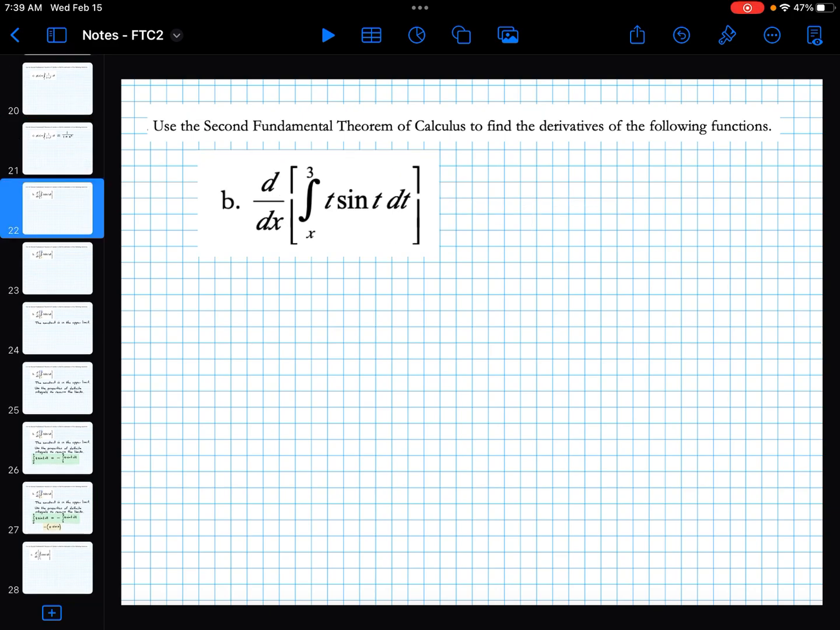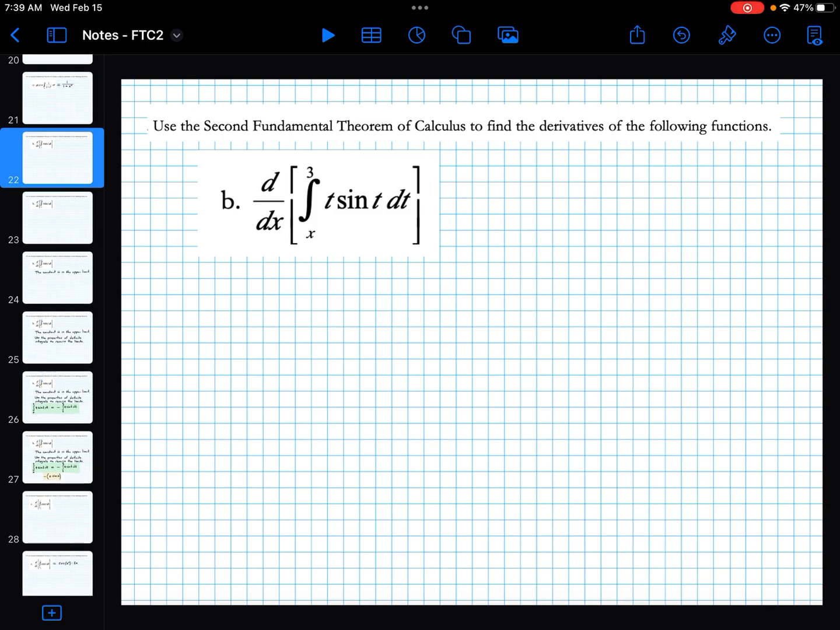So over here, take a look. We've got a variable in the lower limit, x, and then the constant is in the upper limit of integration. So that is not what we want here to match our form and to be able to simply rewrite the integrand by substituting in the upper limit.